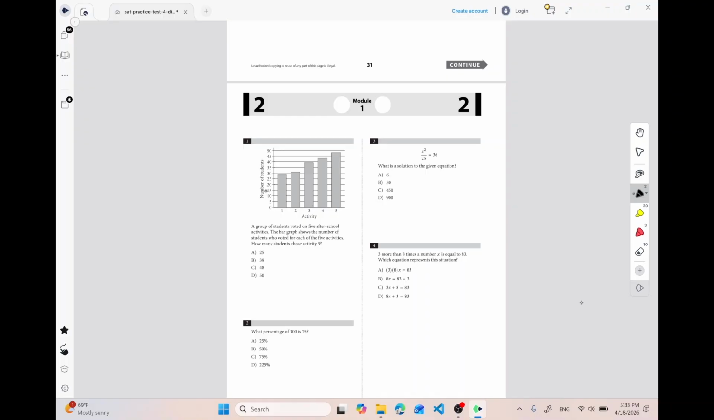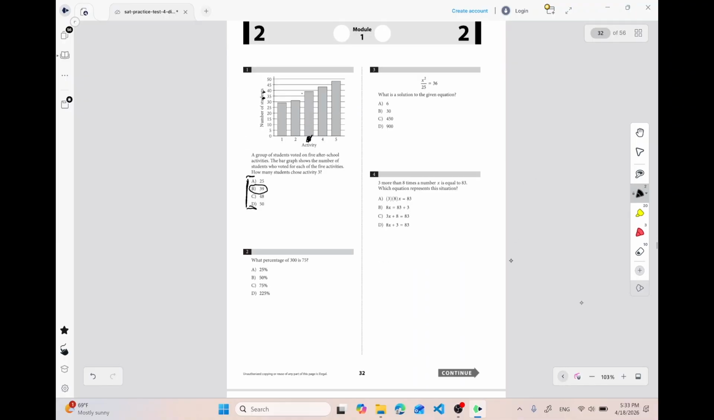So the y-axis is number of students. The height of the bar is going to indicate how many voted for that activity. As we can see for number 3 here, the height stops between 40 and 35. So I can't really make out the exact number. It looks closer to 40 than to 35, but we know it's in that range. And the only choice from the given answers in that range is B, 39. So that's the answer that we're going to go with.